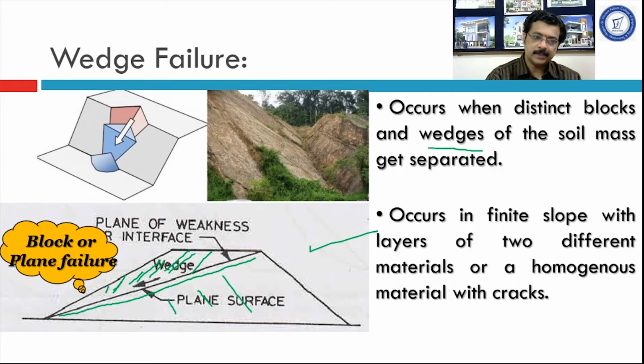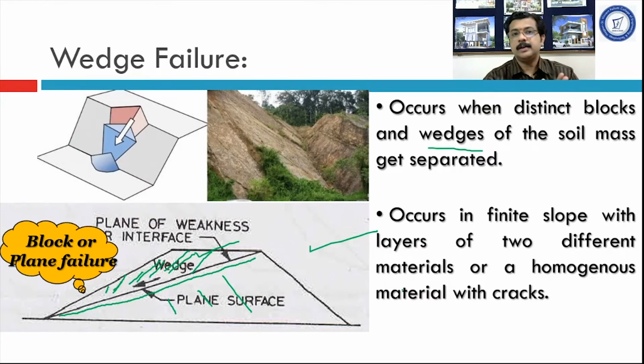Of course, this wedge has got separated from the complete soil mass. It occurs in finite slope with layers of two different materials or a homogeneous material with cracks. Means there are two situations which are mentioned. First, this failure would occur when there are two different materials which are used while constructing this earthen dam, or a same material is used but there are cracks.